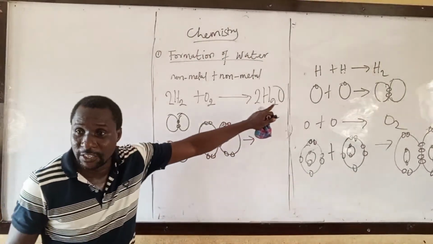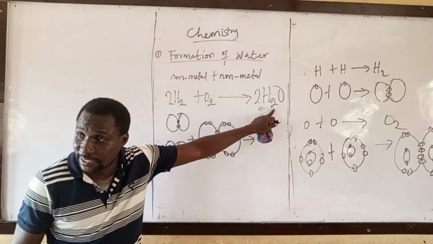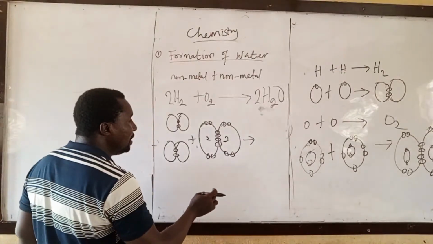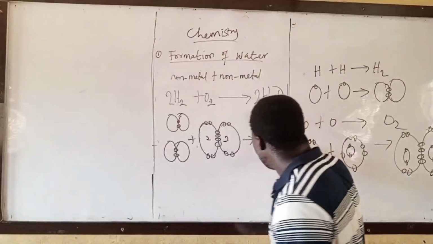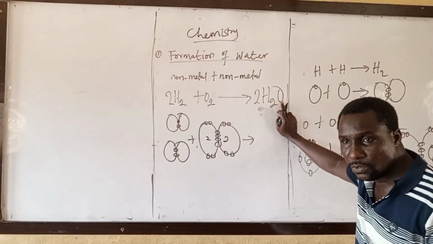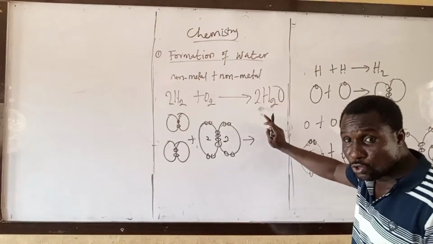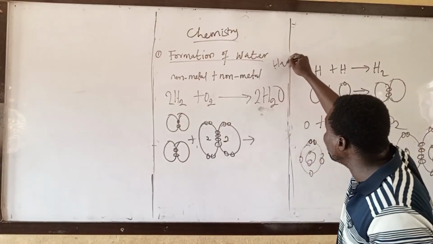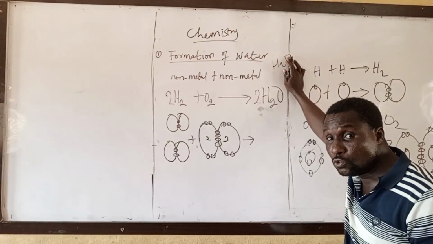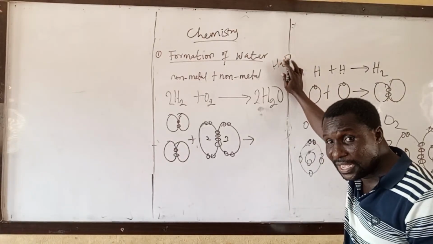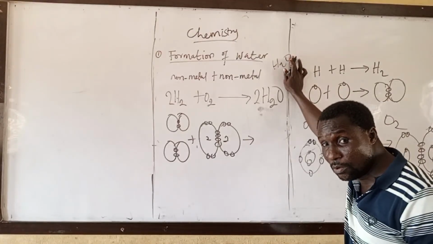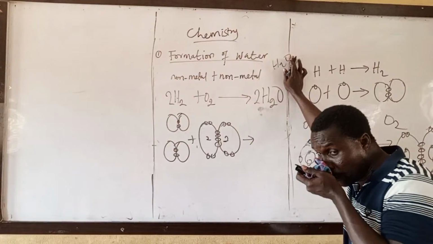Then what happened? There's formation of water, isn't it? Formation of water. Let me draw it here. Class, look at this. How many hydrogen are attached to oxygen? 2 in 1 molecule of water. How many hydrogen do you have that are attached to oxygen? 2 hydrogen attached to what? Oxygen. Yeah, the oxygen is the central atom.